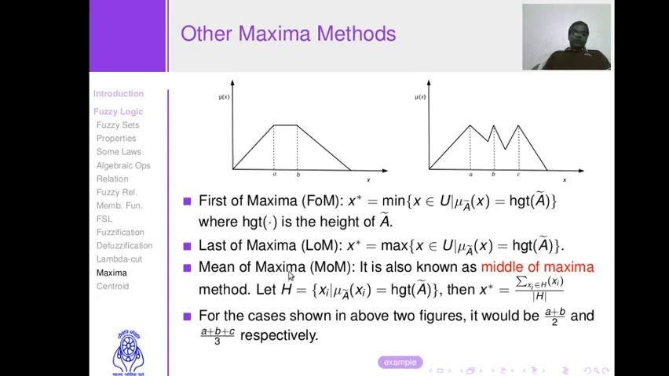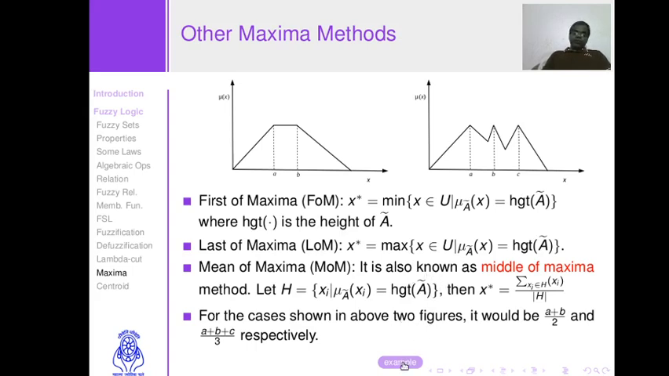Another method is mean of maxima. It is also known as middle of maxima. It simply takes the average of all those elements which have the highest degree of membership. So in this case it would be (a plus b) divided by 2. Here it would be (a plus b plus c) divided by 3. So this is the case of mean of maxima or middle of maxima method.